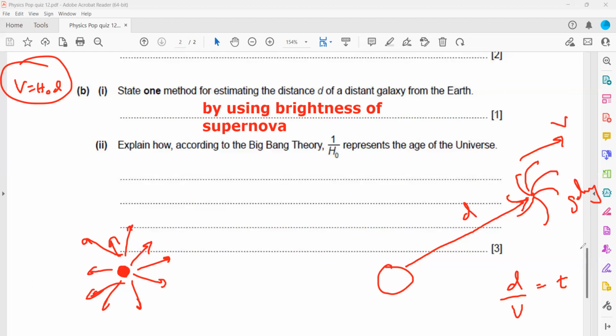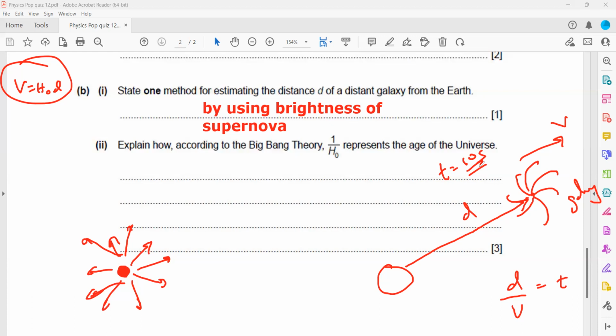So using distance over speed, we can find the time. For example, when we calculate this example, we got the answer as 10 seconds. So what does it mean? It means before 10 seconds, this galaxy was part of Earth. Similarly, we are getting an age of the universe of about 14 billion years.